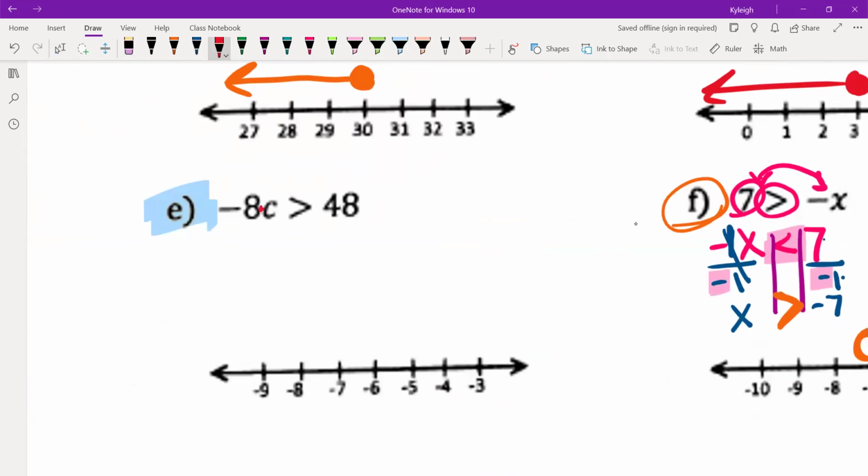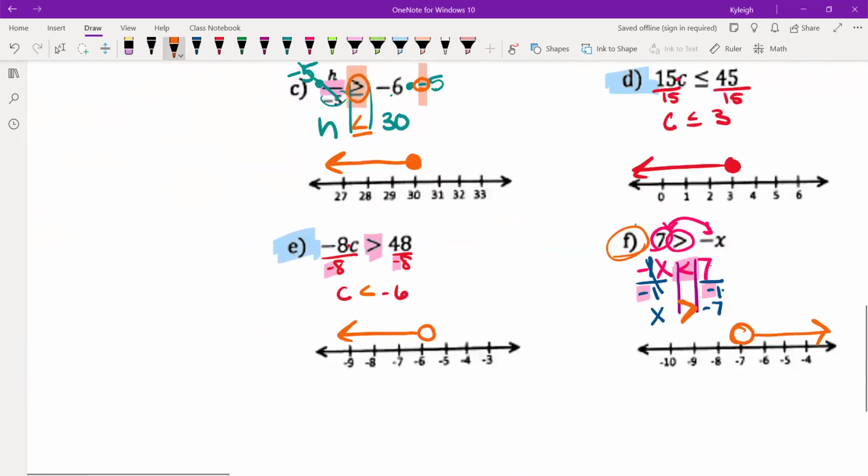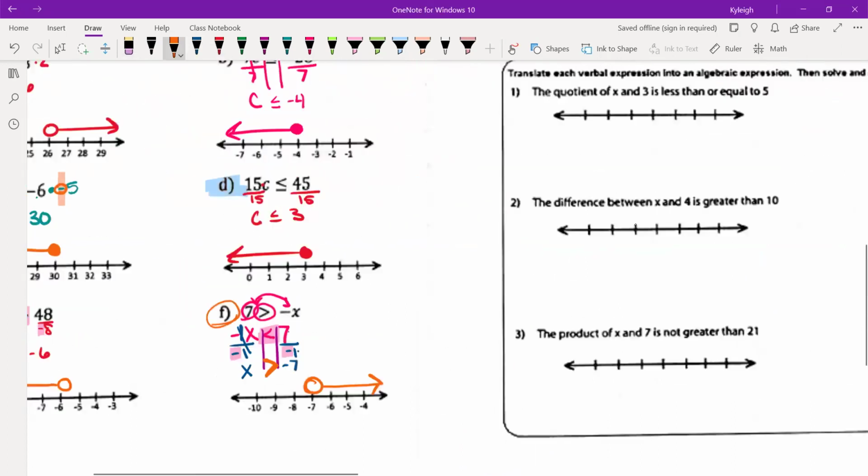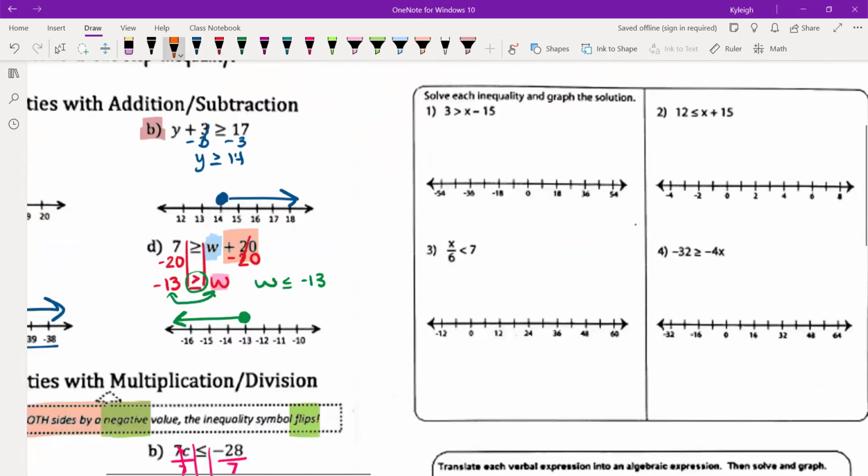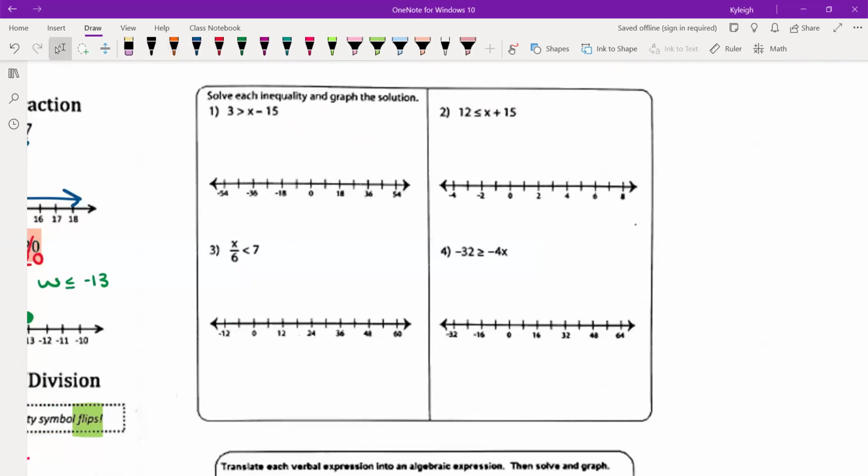E, again, multiplication, so you divide, this time by a -8. So I have 48 divided by -8 is -6. But because I divided by a negative, my inequality sign flips to the other direction. So now it's an open circle going to the left. Okay, so those were all those answers. And that's, again, the first part of your homework, those first 4 problems.